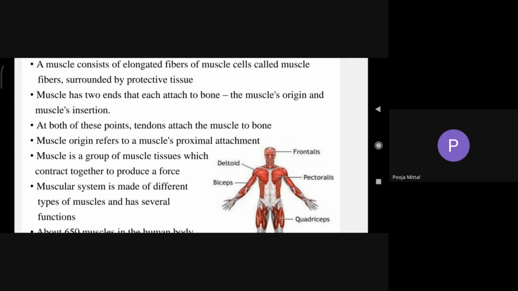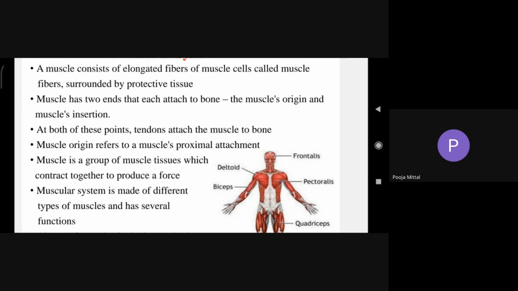A muscle is a group of muscle tissue which contracts together to produce a force. Muscles are groups of muscle tissues made up of groups of muscle cells or muscle fibers. We have already learned that each muscle cell is also known as a muscle fiber. We will learn later how the muscle cells group together to make muscle tissue.